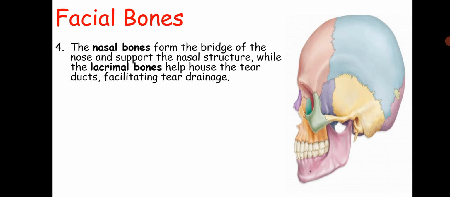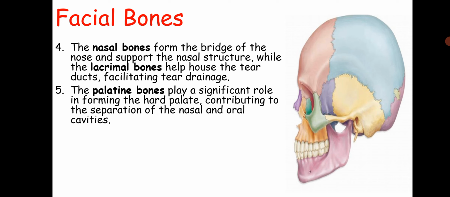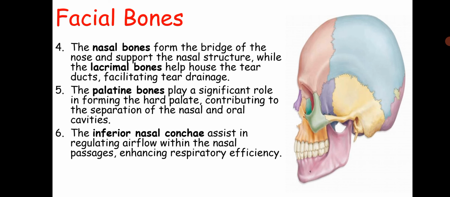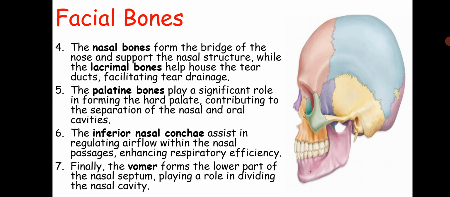While the lacrimal bone, here you can see the green color bone in the eye socket. It is the lacrimal bone. It helps host the tear duct that facilitates tear drainage. Next we have the palatine bone that plays a significant role in forming the hard palate, contributing to the separation of nasal and oral cavities. Next we have the inferior nasal conchae that assist in regulating airflow within the nasal passages, thus enhancing respiratory efficiency. Next we have the vomer that forms the lower part of the nasal septum, playing a role in dividing the nasal cavity.